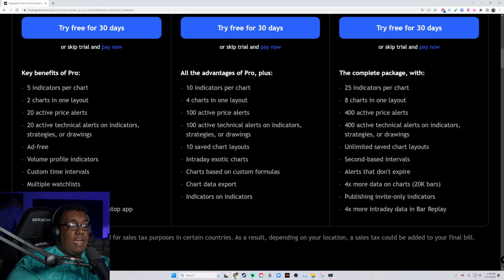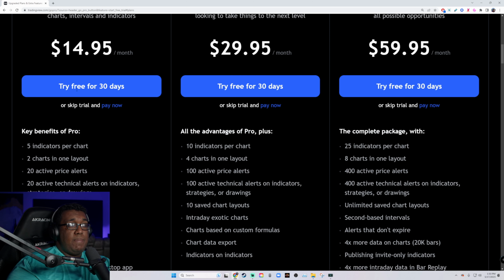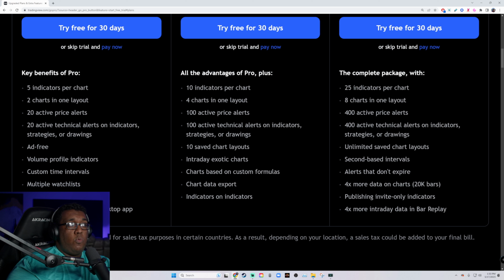I use on average 5 to 10 indicators, so this is like the minimum of what you guys want to do. If you guys are really practicing strategies, it's going to be the Pro. You're going to have 2 charts and 1 layout. That just means when you guys see a monitor, somebody that's trading, you can only have 2 charts on it. I'm a premium trader, so I get to use 8 monitors, which means I can have 8 smaller charts on 1 page.